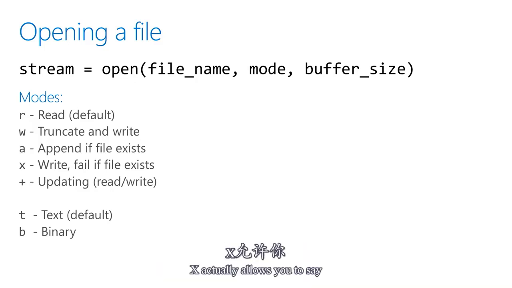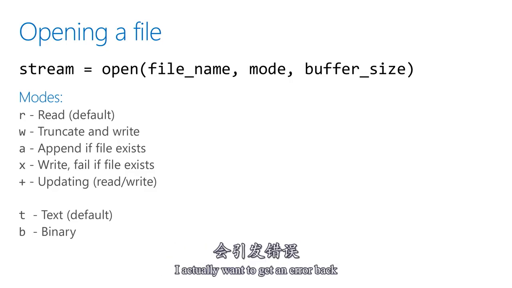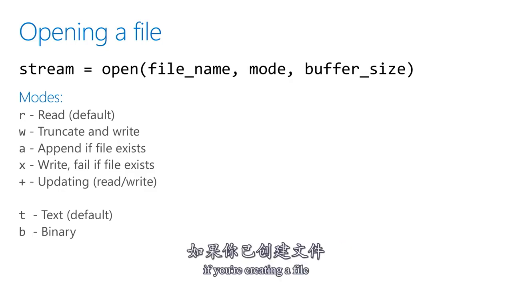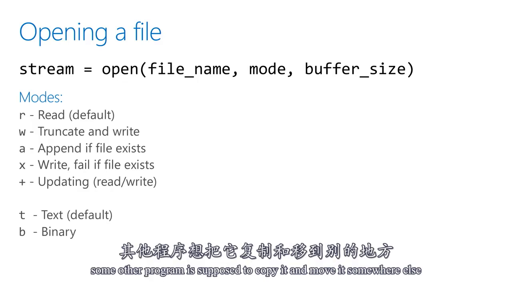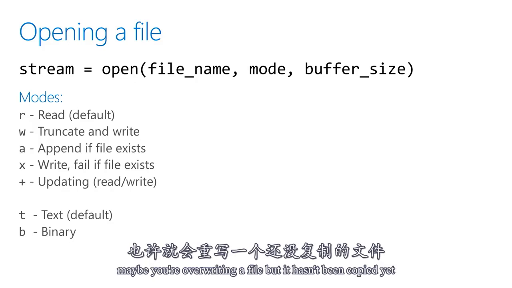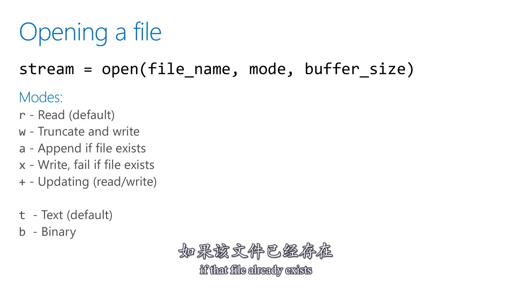X allows you to say, I want to write to the file, but this should be a new file I'm creating. So if that file already exists, I actually want to get an error back. So this is another one that can be useful. You really have to think a bit about your business logic. If you're creating a file and when you're done, some other program is supposed to copy it and move it somewhere else, and then you go to run your program again, maybe you're overwriting a file that hasn't been copied yet. So sometimes we actually want to get an error if that file already exists.